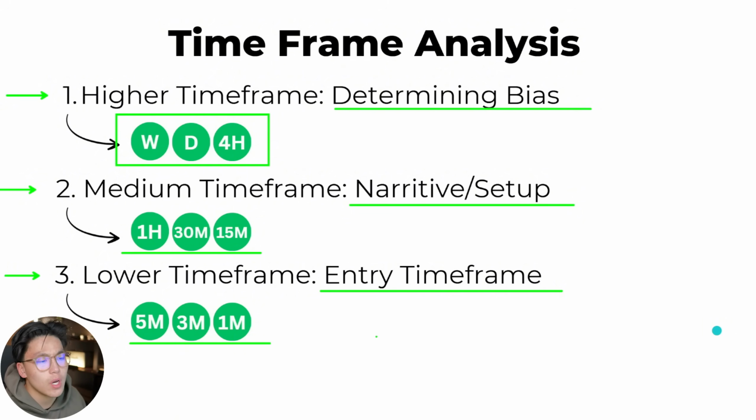And of course, what we're going to be doing now is going on to the lower time frames to get those really low risk entries that we can use to target those higher time frame key levels. So with this being said, let's start off with determining bias.